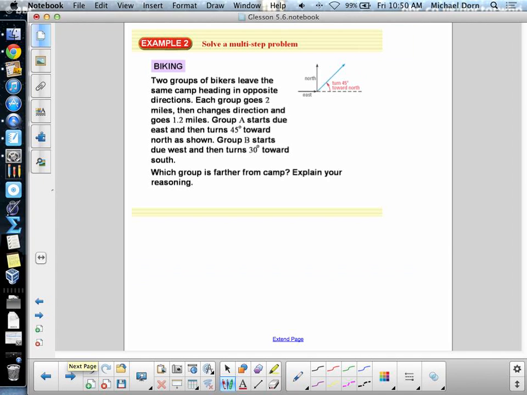So, what we want to do with a situation like this is what first? Maybe draw a picture, right? A little bit of a picture, but not the whole thing. So let's let this be camp right here in the center. That's camp. That's the fire pit. See, that dot represents the fire pit.